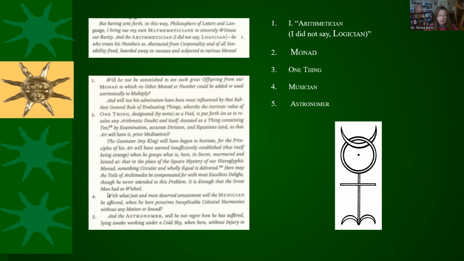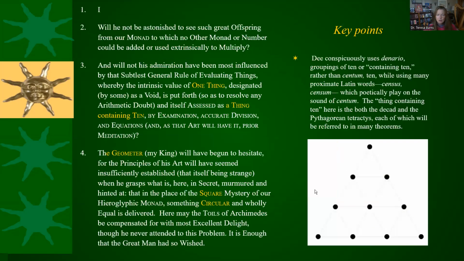And then he will go on with four as a musician, five as an astronomer, and so on as we go through them. There will be one other little blip in this, but I'll talk about it when we get there. So Dee continues and says, will he, the mathematician, arithmetician, will he not be astonished to see such great offspring from our monad, to which no other monad or number, they're different things, could be added or used extrinsically to multiply?